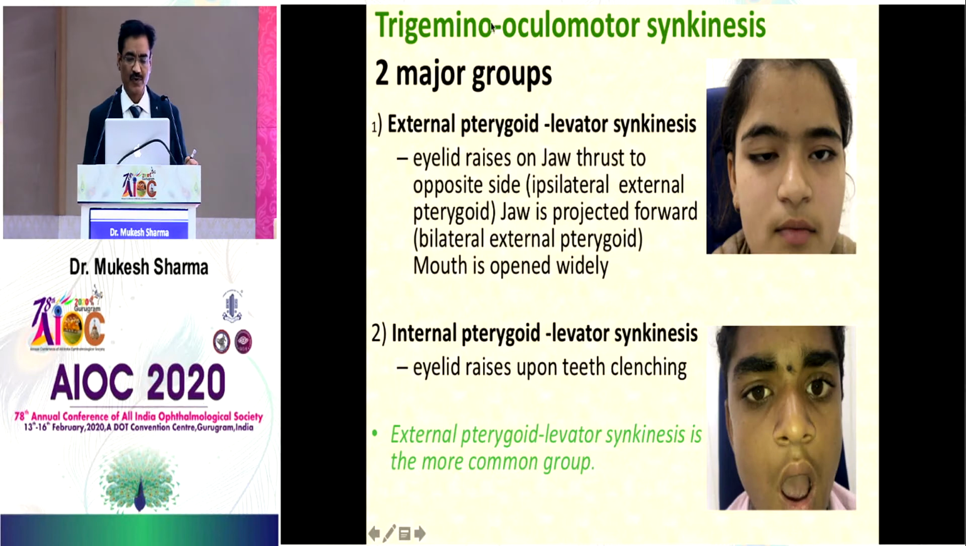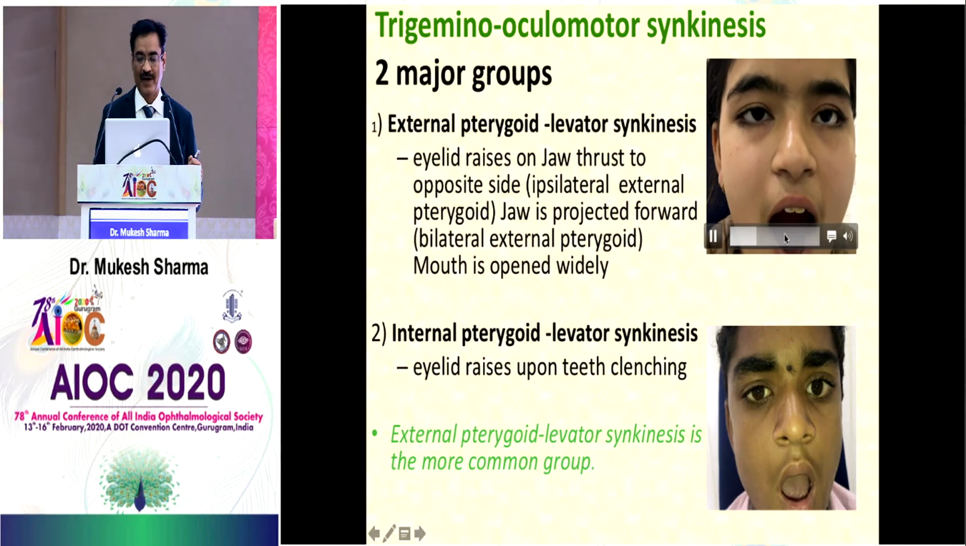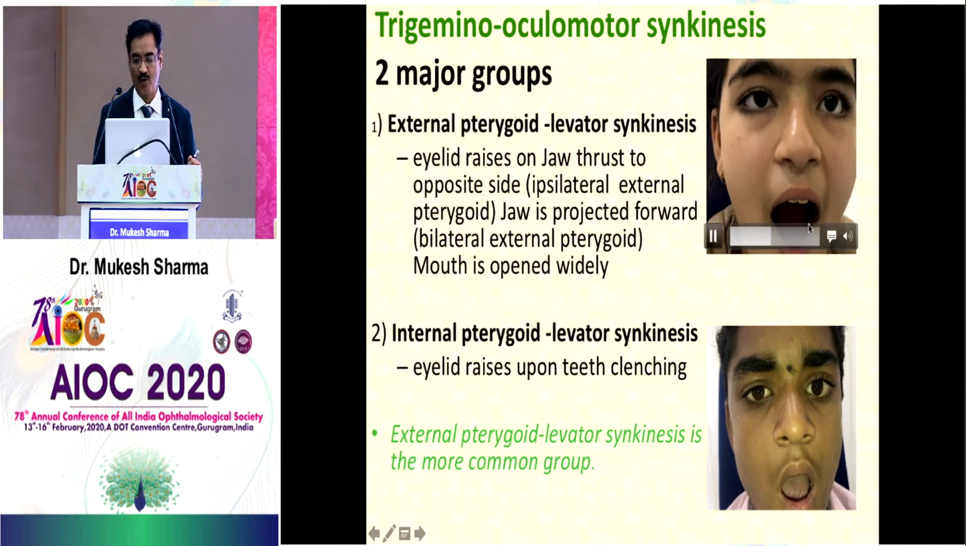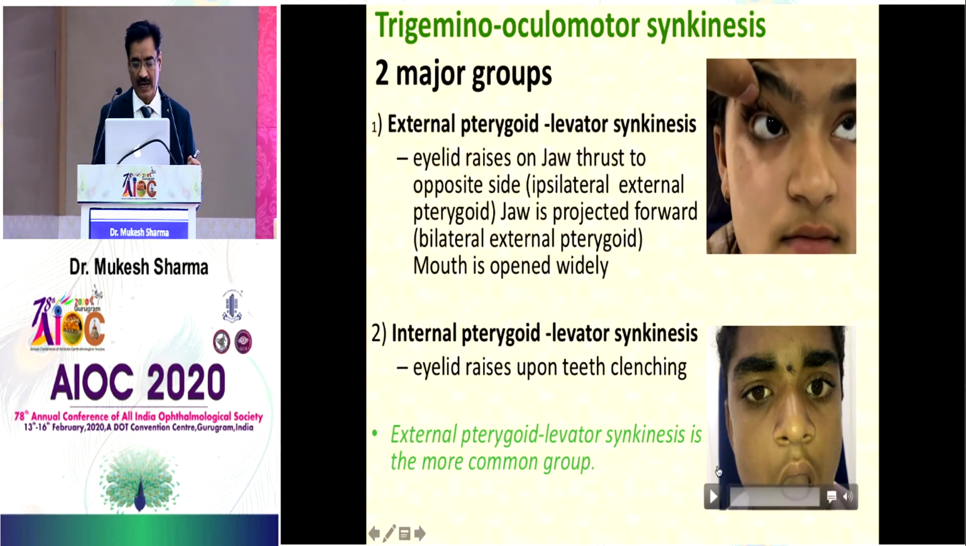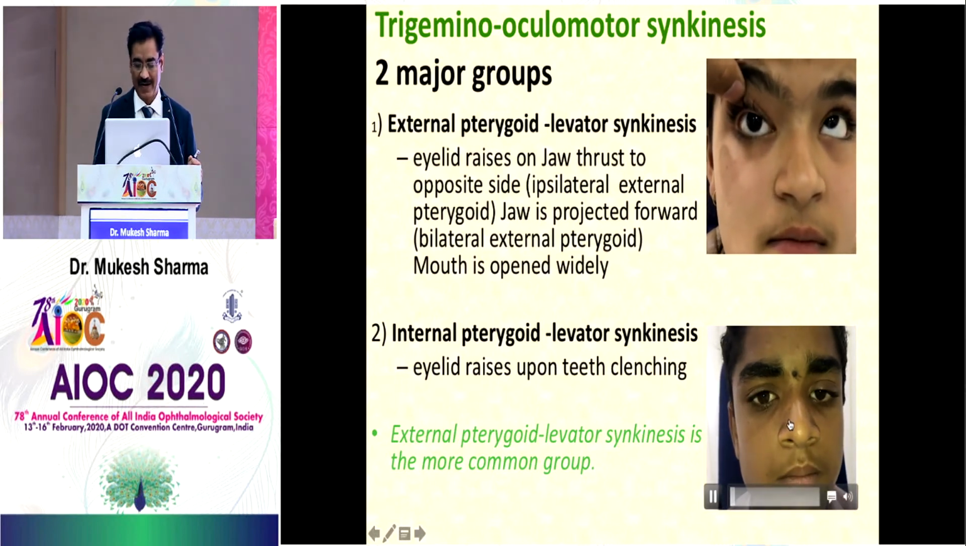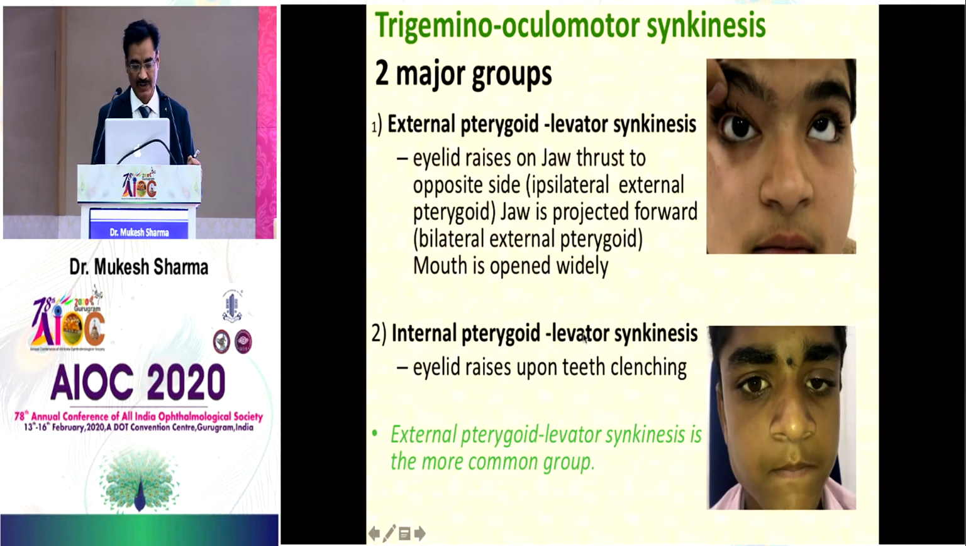There are two groups of Marcus-Gunn, external pterygoid and internal pterygoid. External pterygoid, when lid gets lifted up on external pterygoid action, like on jaw movement and on opening of jaw. Internal pterygoid, lid gets lifted up on clenching, mouth clenching also. This is internal pterygoid.